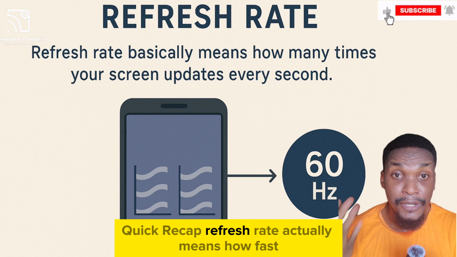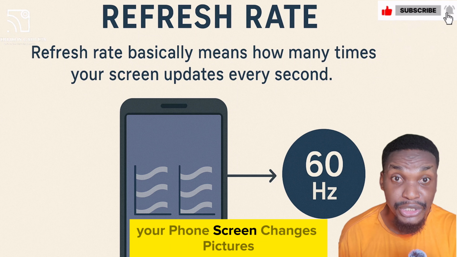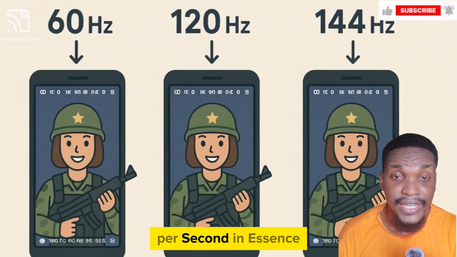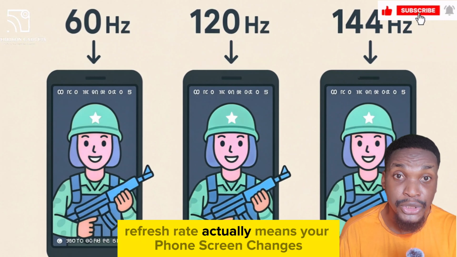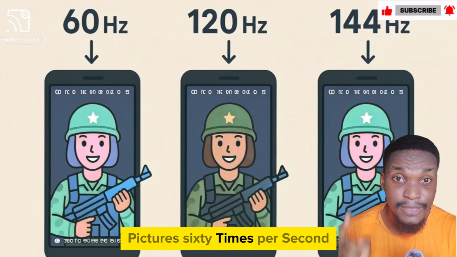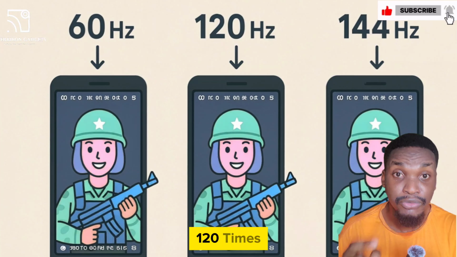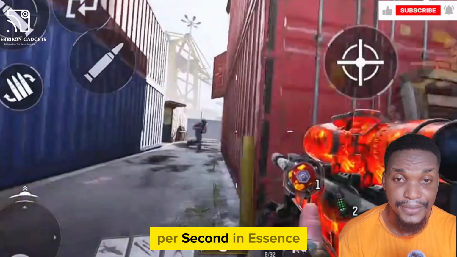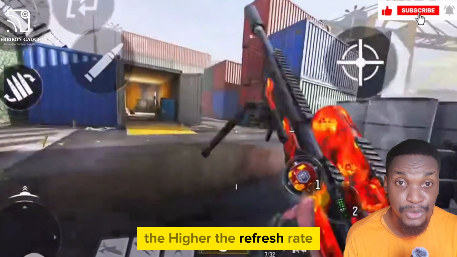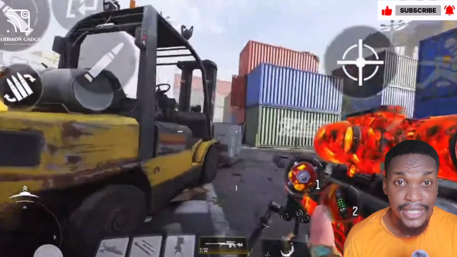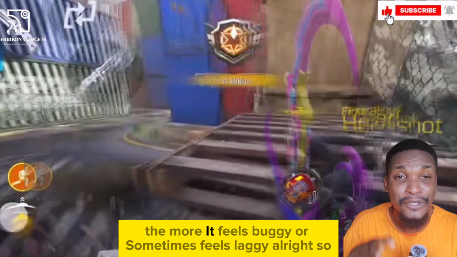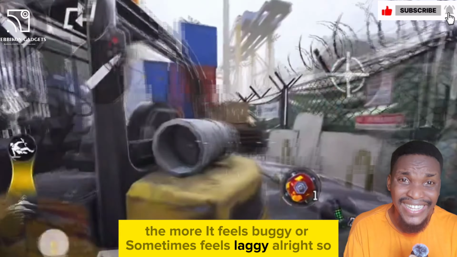To recap, refresh rate actually means how fast your phone screen changes pictures per second. In essence, 60 Hz refresh rate means your phone screen changes pictures 60 times per second. 120 Hz refresh rate means your phone screen changes pictures 120 times per second. In essence, the higher the refresh rate, the smoother the user experience. The lower the refresh rate, the more it feels buggy or sometimes laggy.